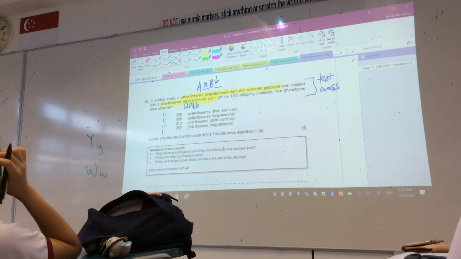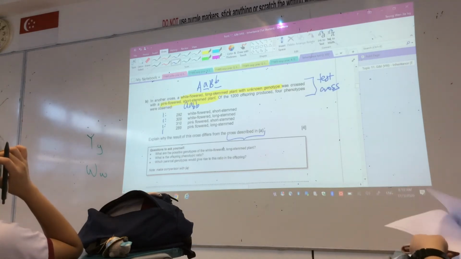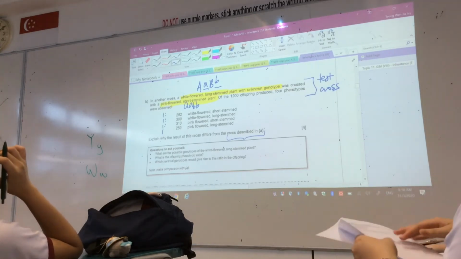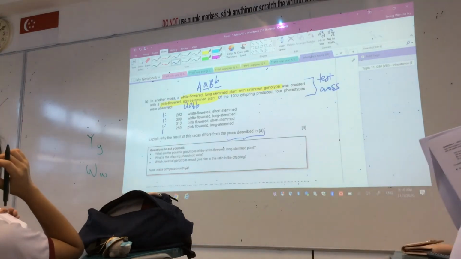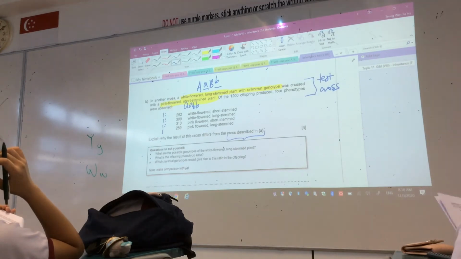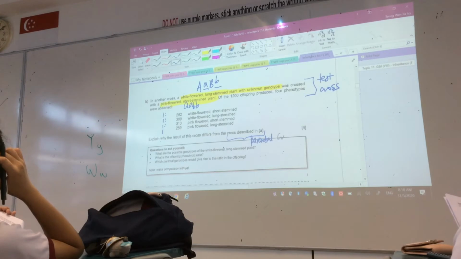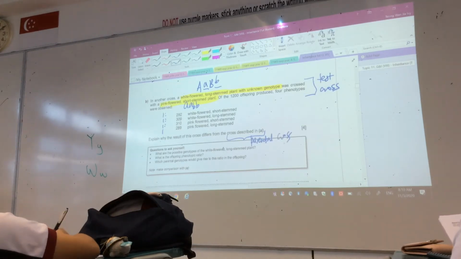So when they say explain why the results of the cross differ from the cross described in A, which cross are they talking about? Are they talking about the parental cross or the F1? Parental. They are talking about the parental cross, because you are crossing white long with pink short.